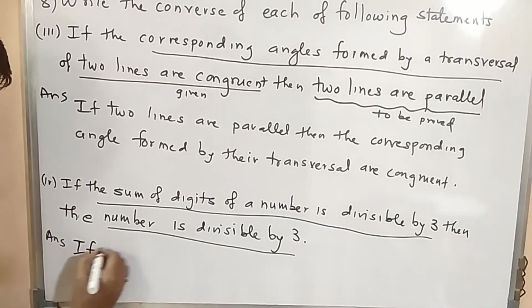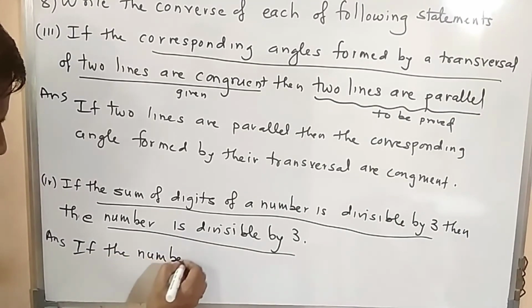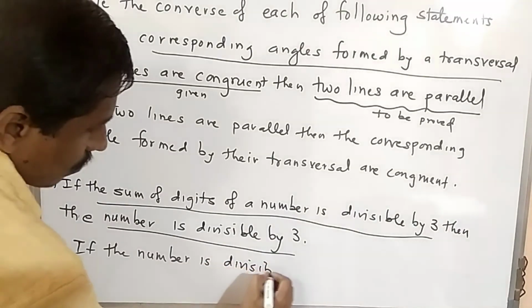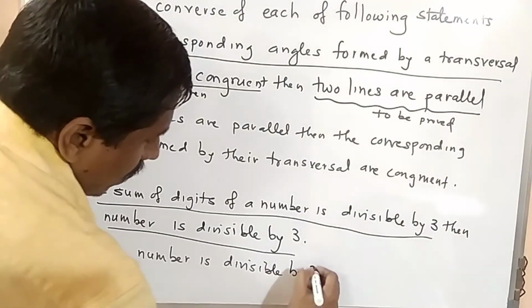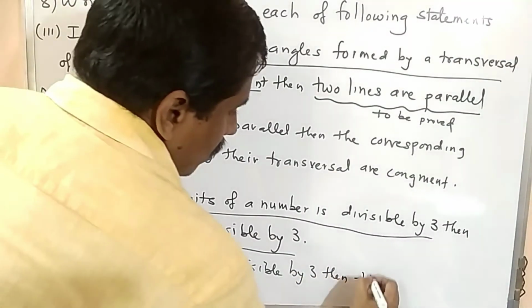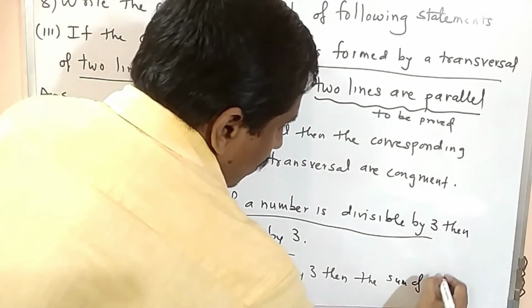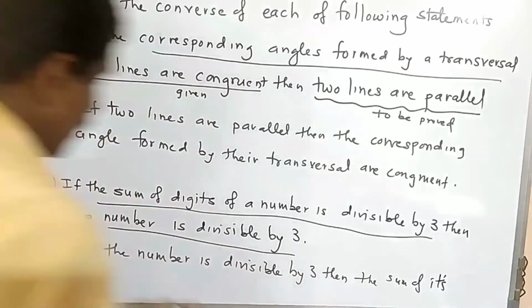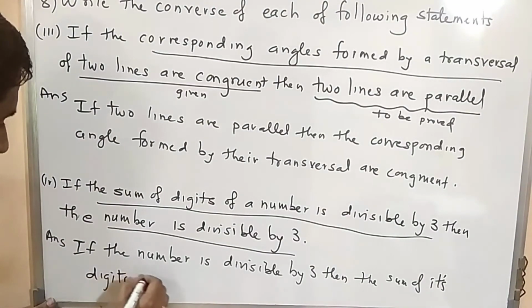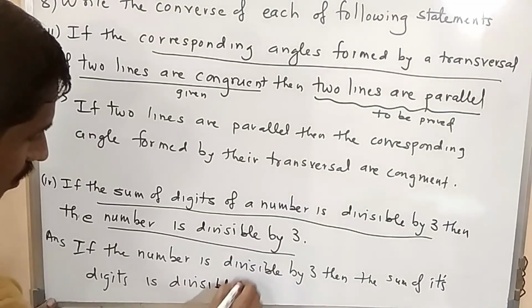Therefore, if the number is divisible by 3, then the sum of its digits is divisible by 3.